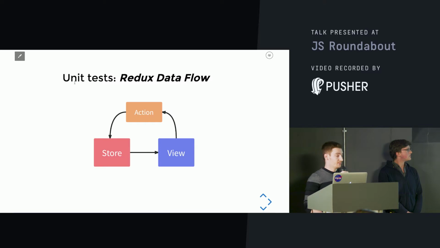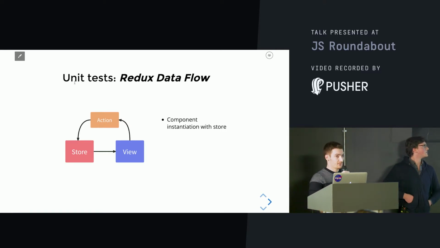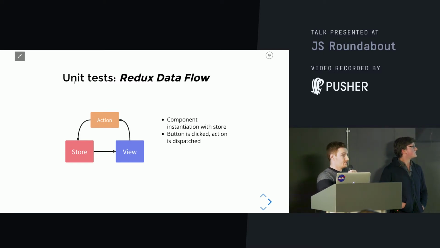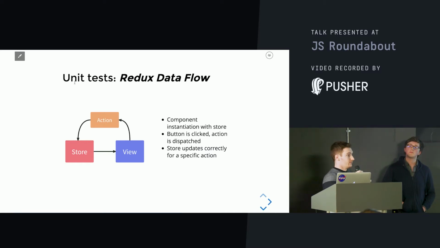I want to focus on this to explain how we test this. So basically what we want to test is that the view is correctly instantiated based on the store. So if you have a component that is receiving props, you want to be sure it's instantiated correctly. Then when you click on a button, the correct action is triggered, to be sure that it will reach the actions. And then you want to test as well that once an action is dispatched, the store updates correctly. Then you've got the whole cycle and you can understand how this works.